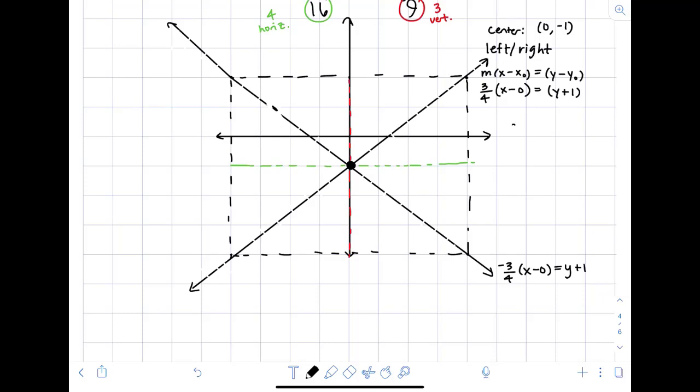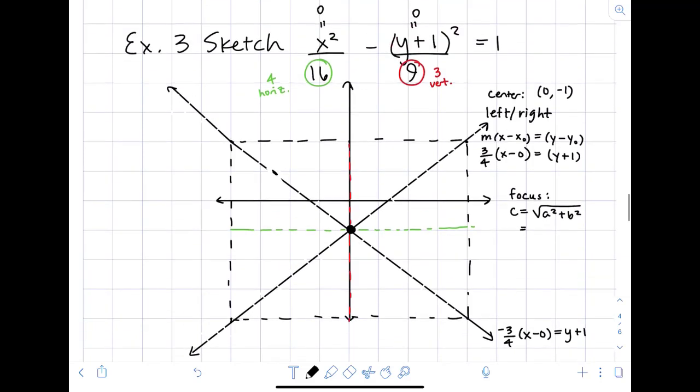So we'll write down the focus formula, and to find the focal length, the focal length is c, and it's the square root of a squared plus b squared. So for us, the a squared was what was under the x, 16. The b squared is what's under the y. So it's going to be the square root of 16 plus 9. So root 25. So c is 5. Okay, so then we count 5 out from the center, left and right, because this is a left and right hyperbola. So there's our focus.